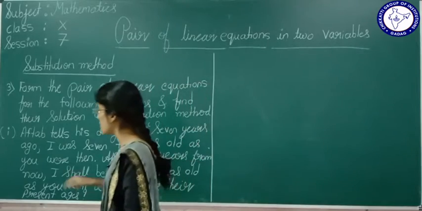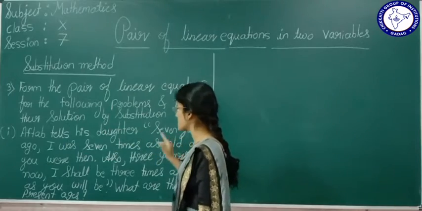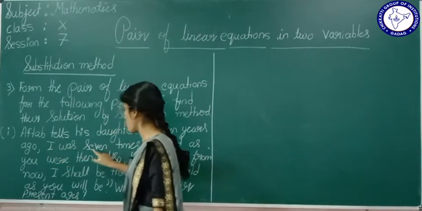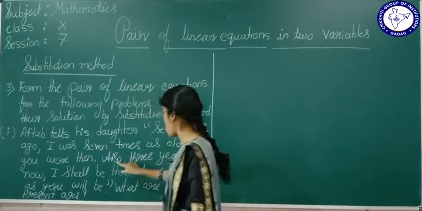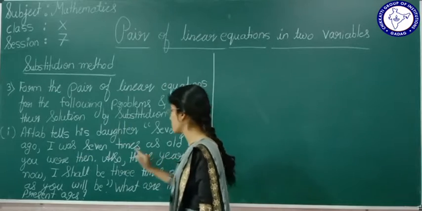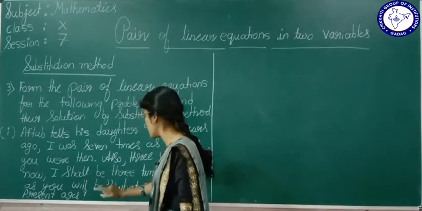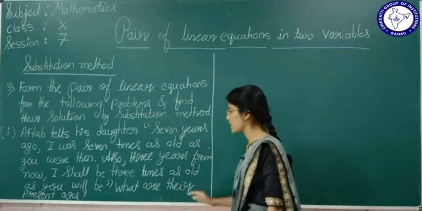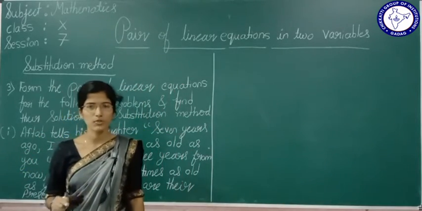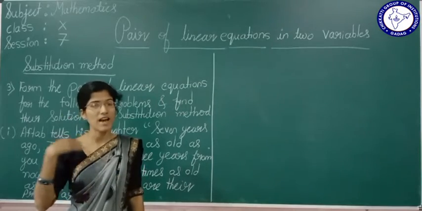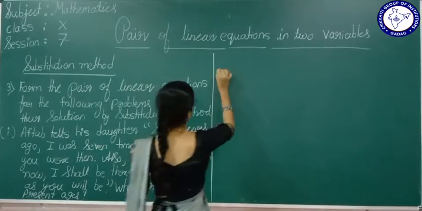The first problem here: Aftab tells his daughter, "7 years ago, I was 7 times as old as you were then. Also, 3 years from now I shall be 3 times as old as you will be." What are their present ages? The same problem we have solved by the graphical method. Do you remember? Now this problem we have to solve by the substitution method. See the solution.